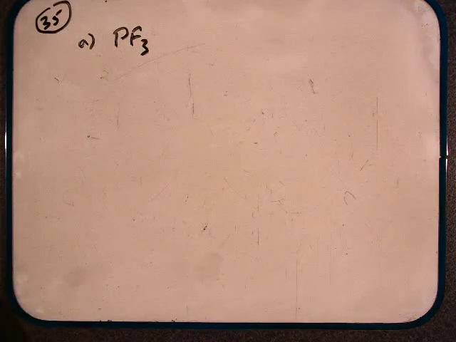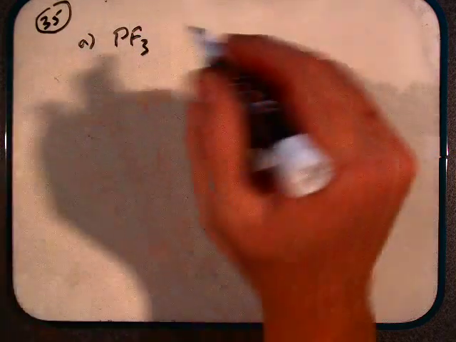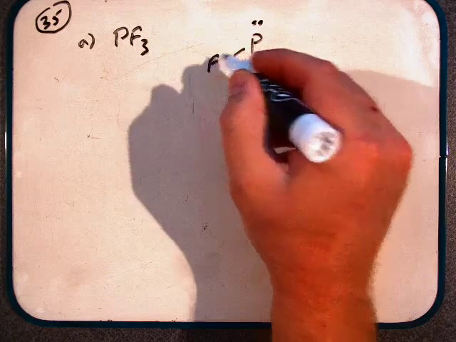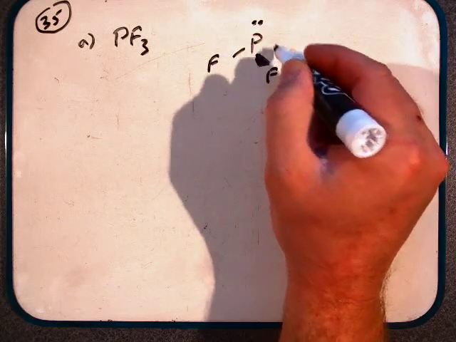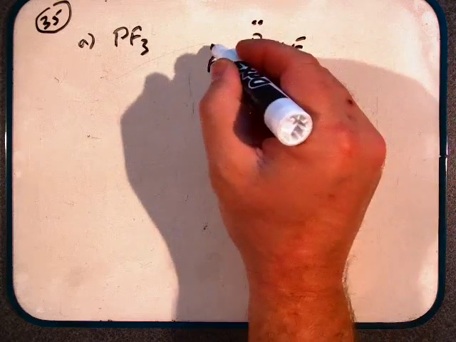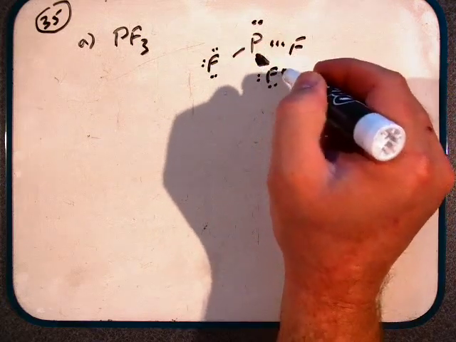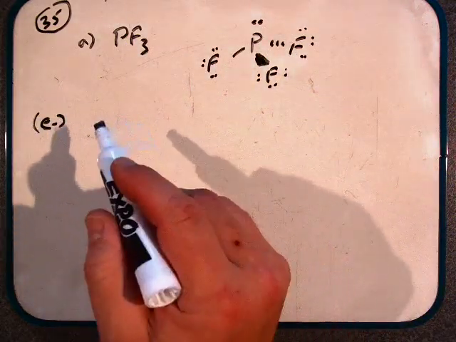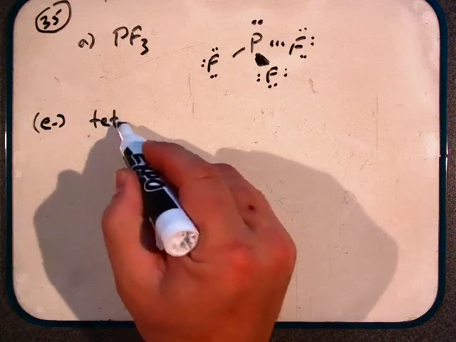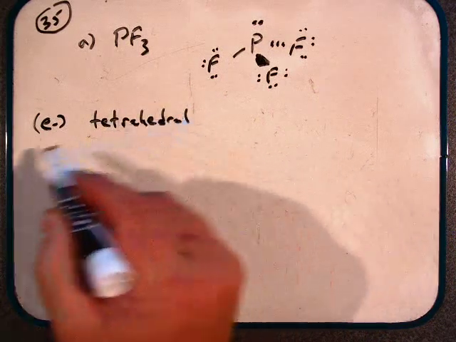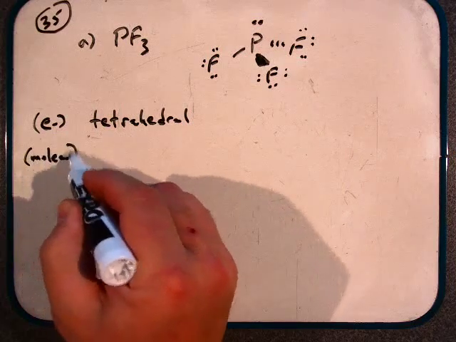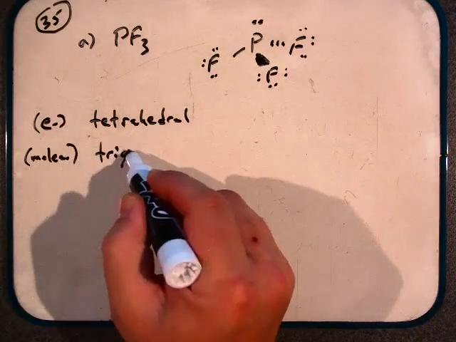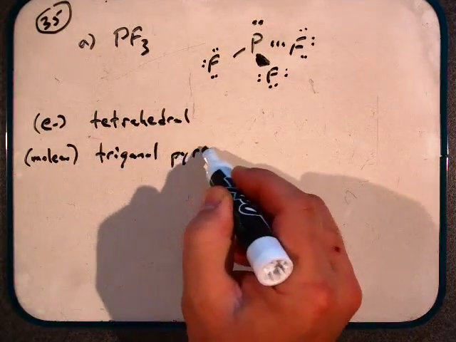So A is looking at PF3, and so if we put that structure together, we would end up with something that looks like this. This would have an electronic geometry that would be tetrahedral. Its molecular structure, though, would be trigonal pyramidal.